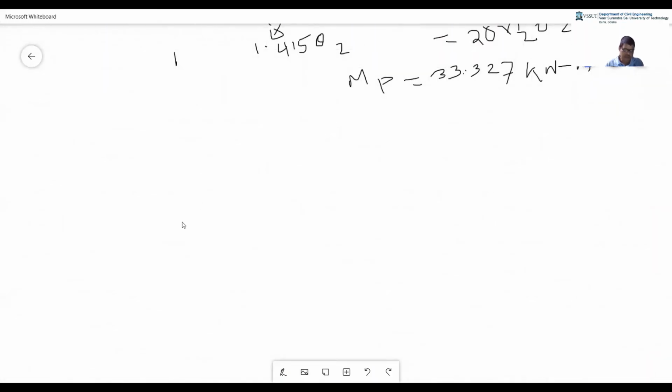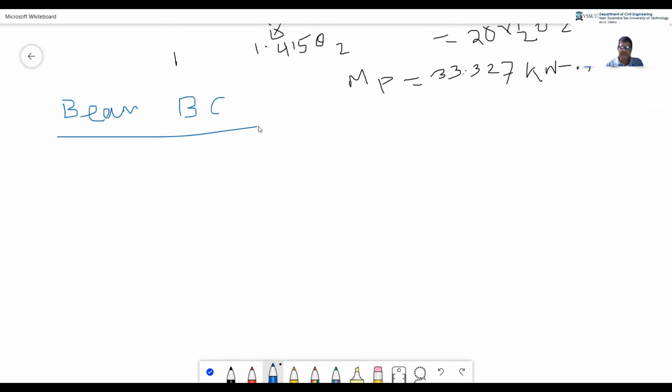Let us go to the next mechanism, the beam mechanism in BC. Let us go to beam BC. Beam mechanism in BC. Beam BC, what will happen? Load is not at center. Load is here. So this distance is 2 meter. This is 4 meter. This load is 160.